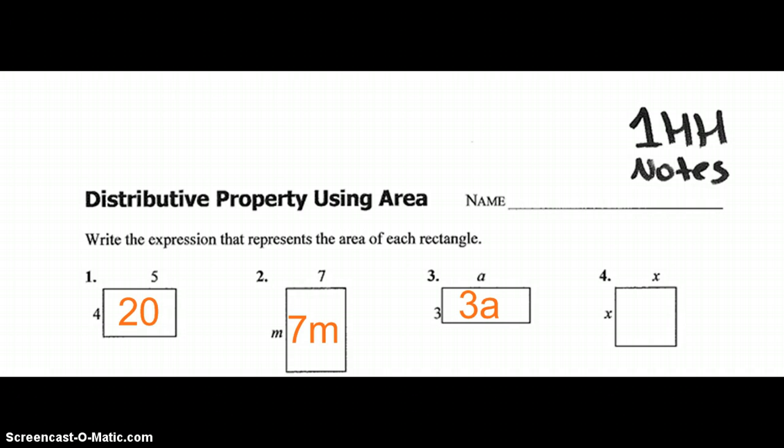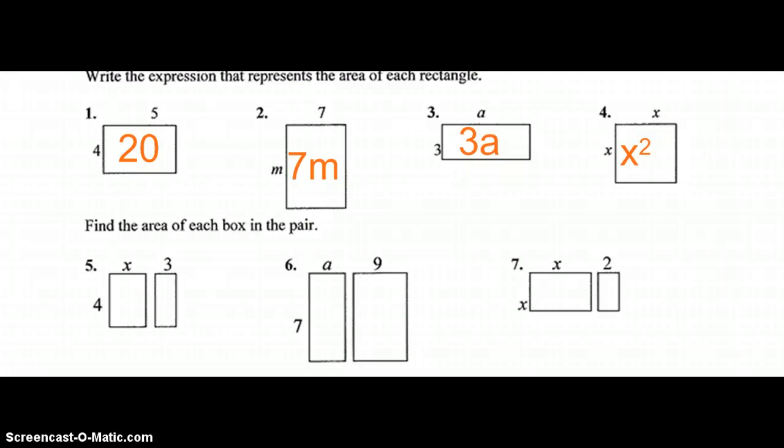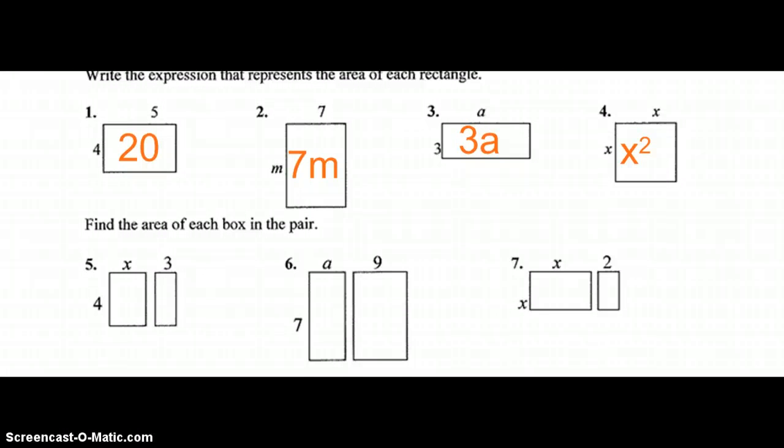In question 4, we have variables on both sides of the square. X times x is represented by x squared for the area. In the next section, you have to find the area of each box in the pair. Notice that the length of this rectangle is labeled 4, but it's not labeled here on the other rectangle. You can tell that they're the same length, so you'll use that 4 in both of the rectangles.